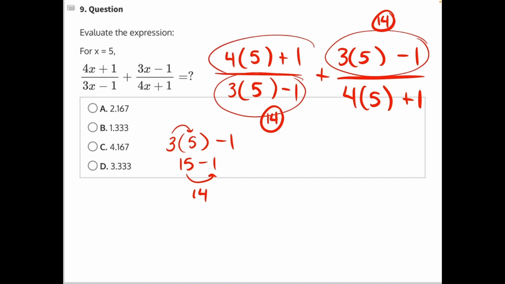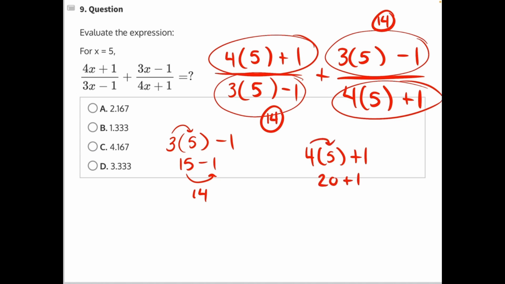Then this numerator and this denominator are also equivalent, so we can go ahead and solve those. 4 times 5 will give us 20, plus 1 will then give us 21. So the simplified version of this numerator and this denominator are both 21. So we can rewrite this whole expression as 21 over 14 plus 14 over 21.